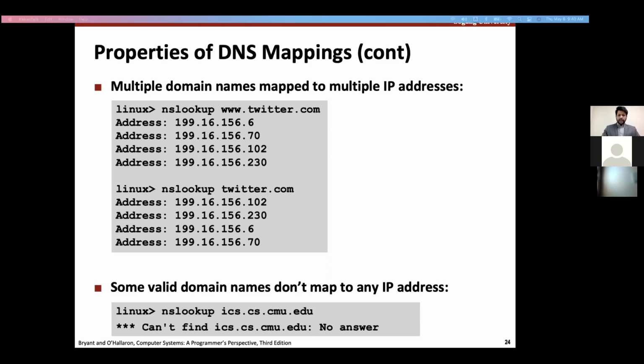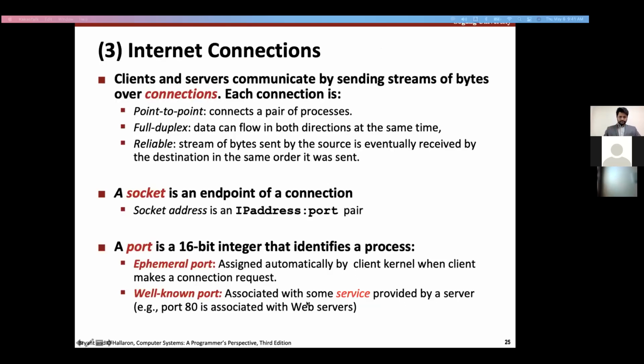And at the same time, we see there are some domain names which are still not mapped to any IP addresses. So if you just type ics.cs.cmu.au, you will not be able to find any information against it, because this valid domain name is still not being used by any IP address, or is not being backed by any IP address. So that was about the domain name and DNS mapping properties.